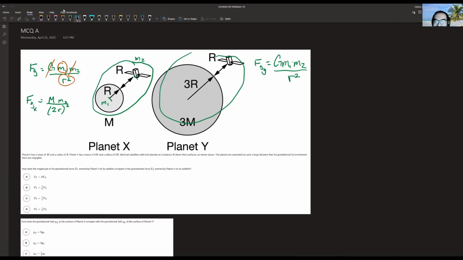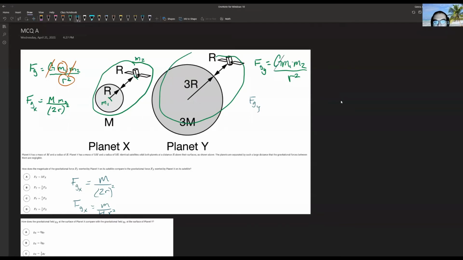Yeah, the extra r plays a gank in this one. So if we look at this, it's going to be big M over 2r quantity squared for the force due to gravity in system X. So that's going to be something like M over 4r squared.